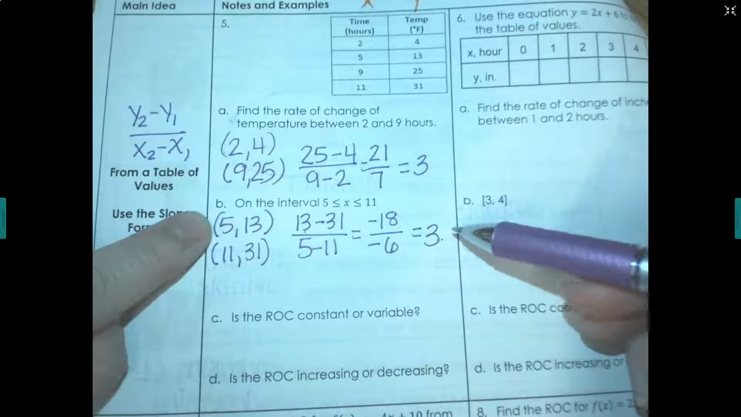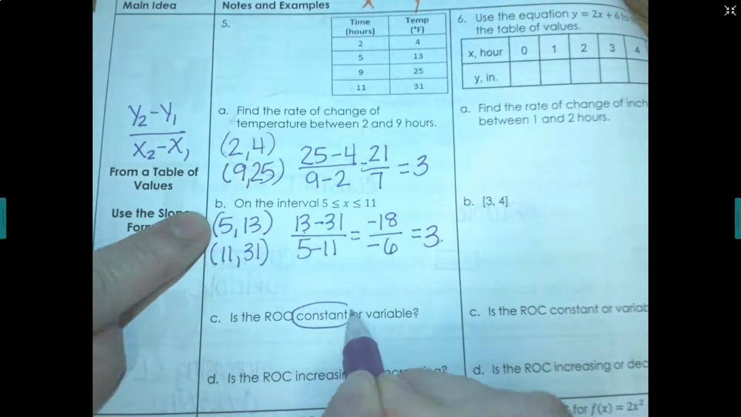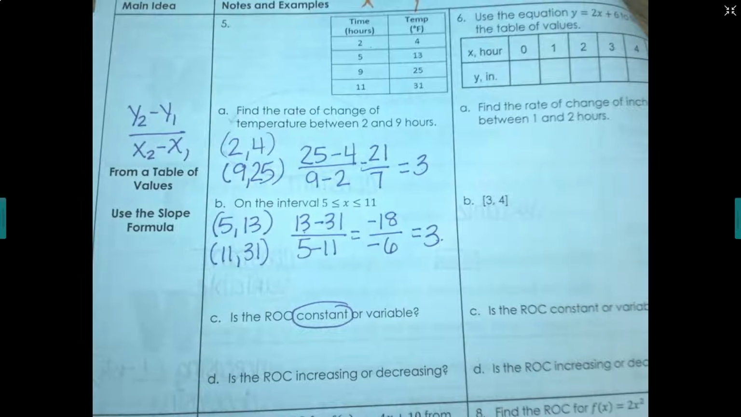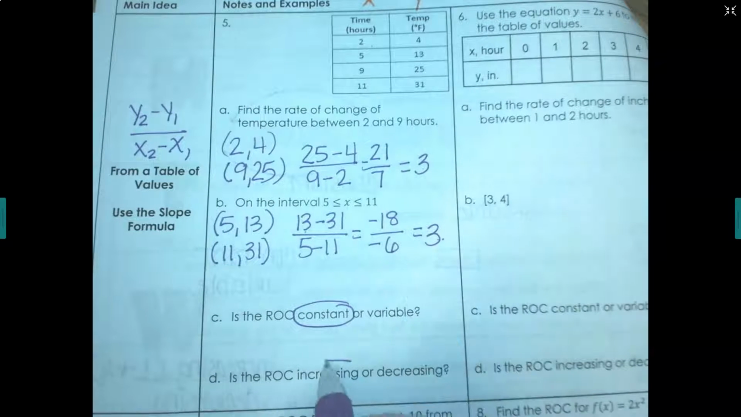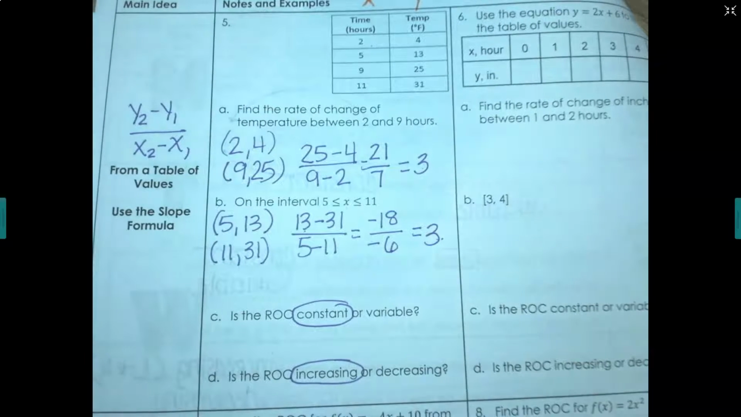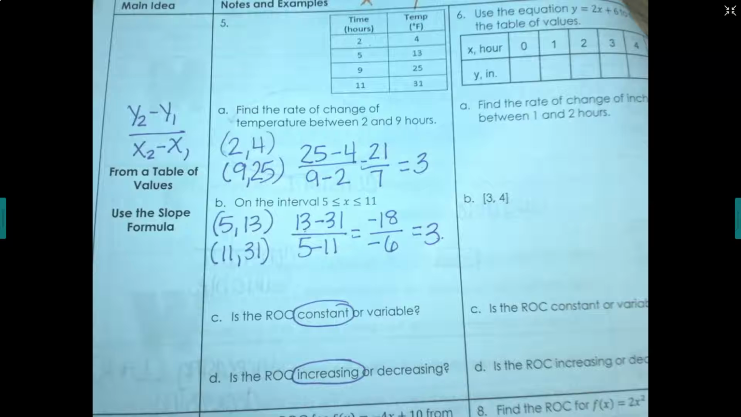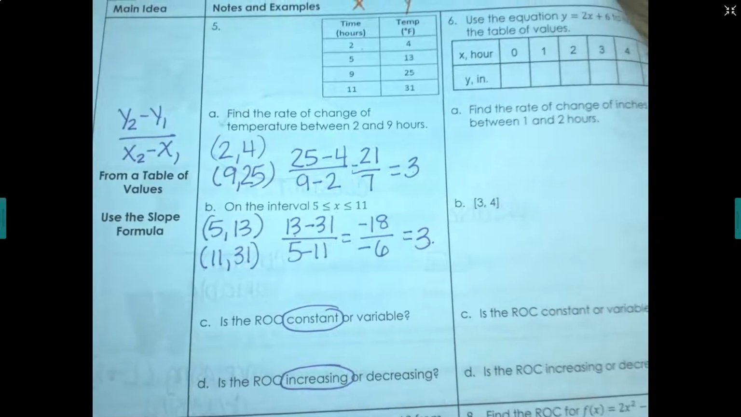Both of these are the same number. That means our slope is constant, our rate of change is constant, and it's a positive number. So that means we're increasing as we go from left to right. So this would be a line if we graphed them all out and graphed out all these points. It'd be a line because it has a constant rate of change.